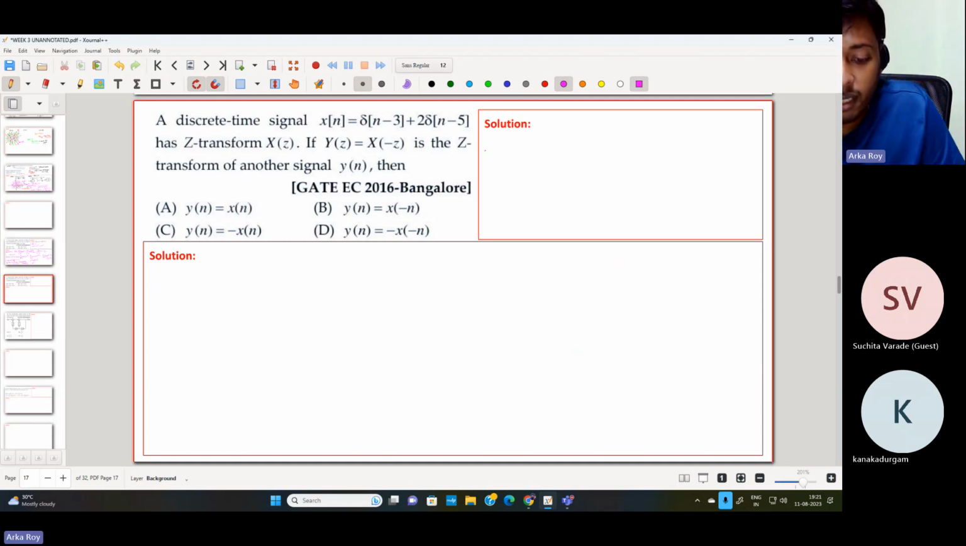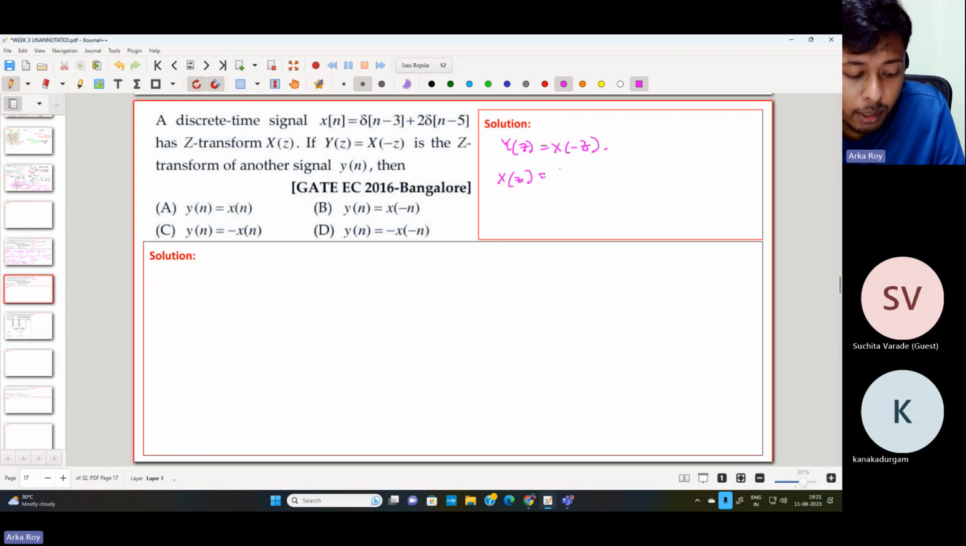Now the question states that y of z is x of minus z. So we have x of z as z to the power minus 3, 2 into z to the power minus 5. Now we need to find x of minus z.